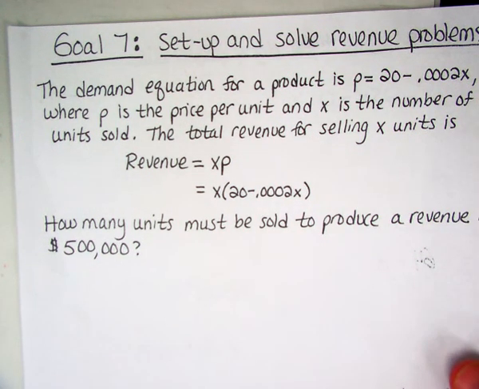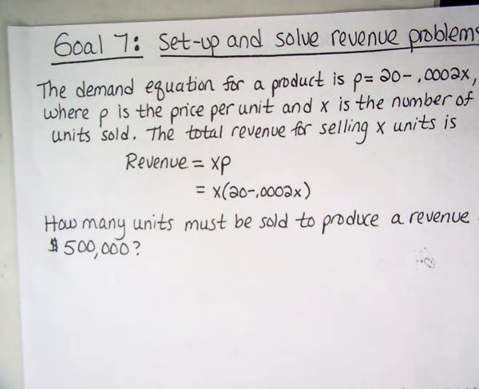Hi everybody. Today we're doing goal number 7 of chapter 1B, which deals with setting up and solving revenue problems. When we're doing these problems, it looks very wordy, but to be honest, they're actually pretty straightforward problems. The only way to solve them is using the quadratic formula. So this is just an extension of the quadratic formula.